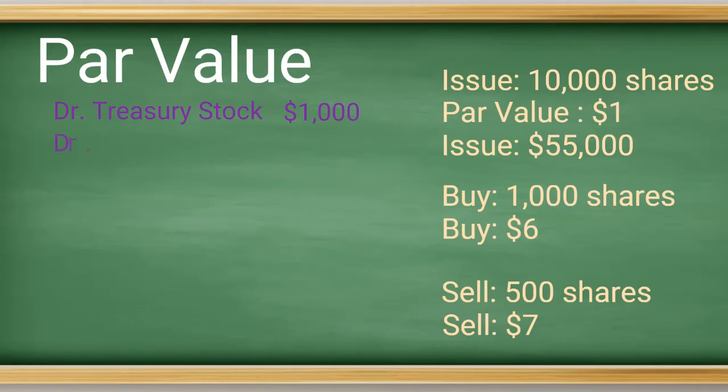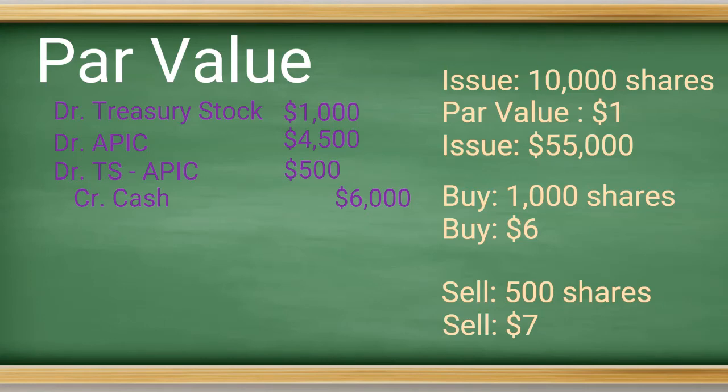Additional paid-in capital is the 1,000 shares times the difference between the original issuance price of $5.50 and the par value of $1. So that is $4,500. You also do a credit to cash for $6,000 for what you paid. The difference is a debit of $500 to Treasury APIC.